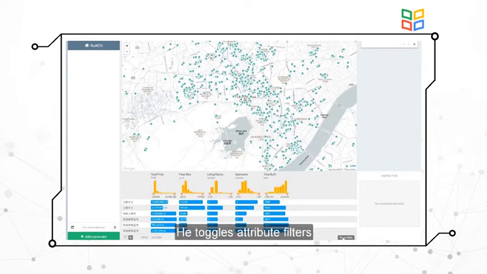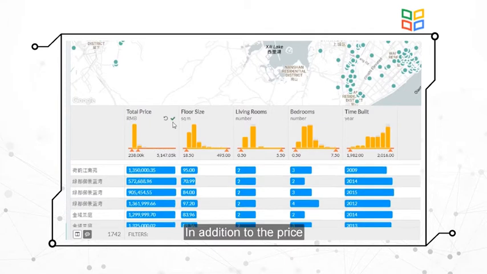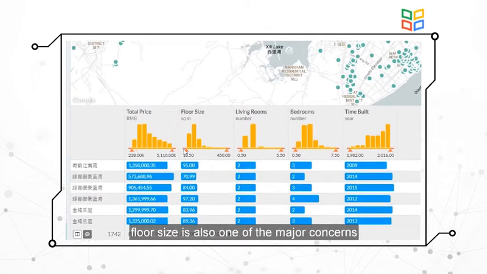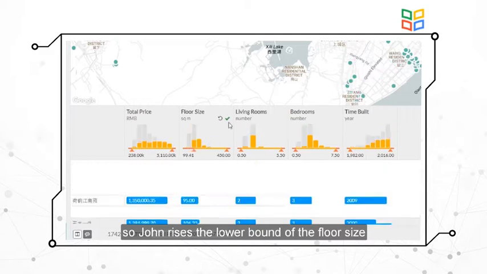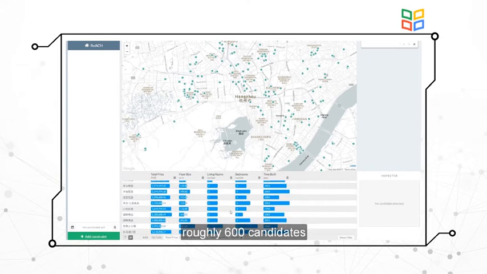He toggles attribute filters from the ranking view. Since John cannot afford such luxurious apartments, he adjusts the upper bound to 5 million. In addition to the price, floor size is also one of the major concerns for a 2-kid family, so John raises the lower bound of the floor size to 100 square meters. After filtering, roughly 600 candidates remain in the ranking view.